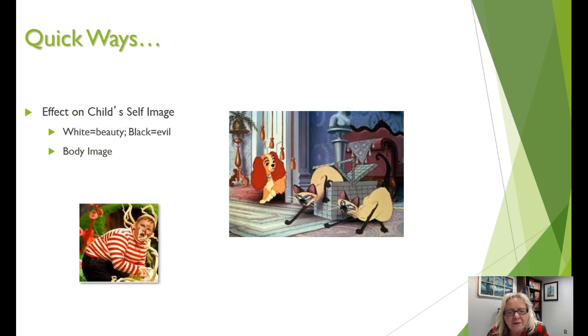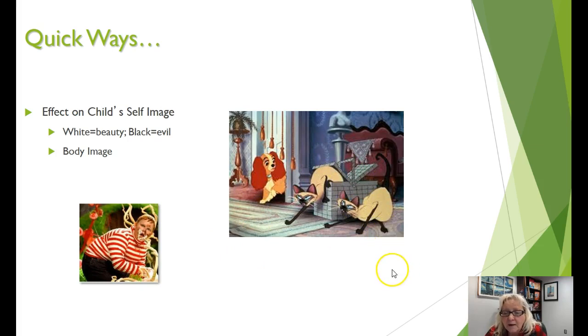Effect on the child's self-image. Often, so often, white is equal to beauty and black is equal to evil. It's also issues of body image. I've used Augustus Gloop here from Charlie and the Chocolate Factory, which I think could make somebody who was overweight and enjoyed food not feel good about themselves.